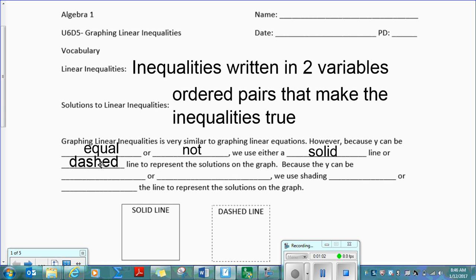A solid line would be if it was equal to y, and a dashed line would be if it was not equal to y. And also because y can be either greater than or less than, we're going to use shading either above the line or below the line to represent the solutions on the graph. It'll make a lot more sense once we actually do one.